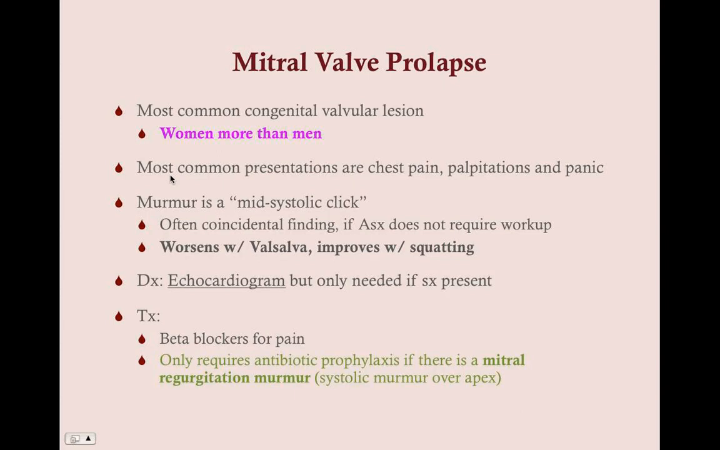Okay, so mitral valve prolapse is something that presents more often in younger patients than the other ones we've been talking about. And this tends to present in women more than men, for whatever reason. The most common presentation with mitral valve prolapse is chest pain, palpitations, and panic. I don't know why the panic, the palpitations, or the chest pain come out of it. That's just the way it is. So remember, pain, palpitations, and panic for mitral valve prolapse.